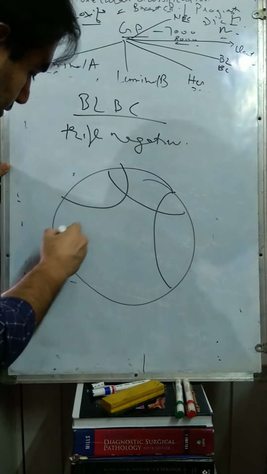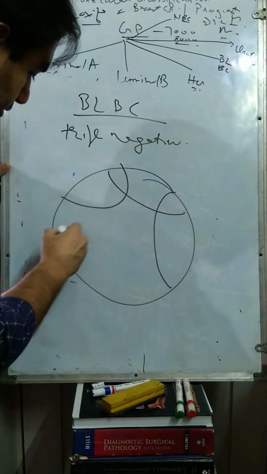Okay, so why are these four components overlapping? First one is, suppose this is triple negative. Triple negative means ER negative, PR negative, HER2 negative, and this is basal-like breast carcinoma. This is BRCA1. This is the medullary subtype.